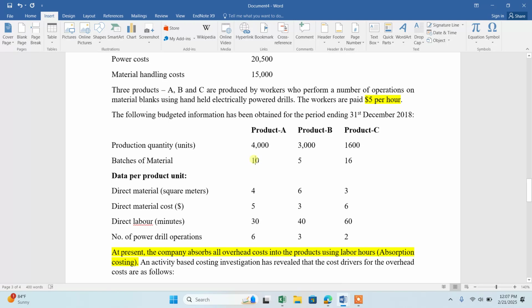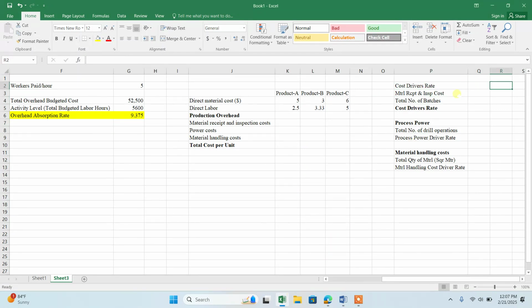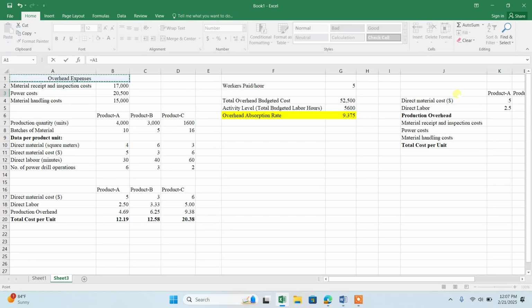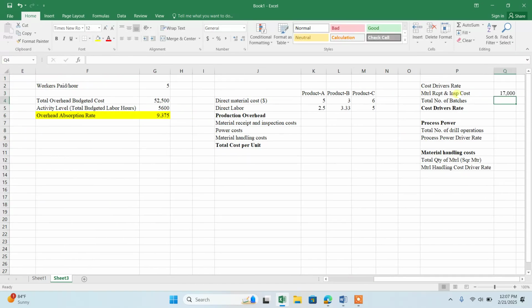Look, my dear, these are the number of batches for product A: 10. This is not for a single unit, it is for the 4,000 units. You can see that there are 5 batches to produce product B, but this data is for the entire units. So 5 batches are required to produce 3,000 units. Now, my dear, let's solve this question. I'm finding out the cost driver rate of the first item, which is the material receipt and inspection cost, that is equal to 17,000.